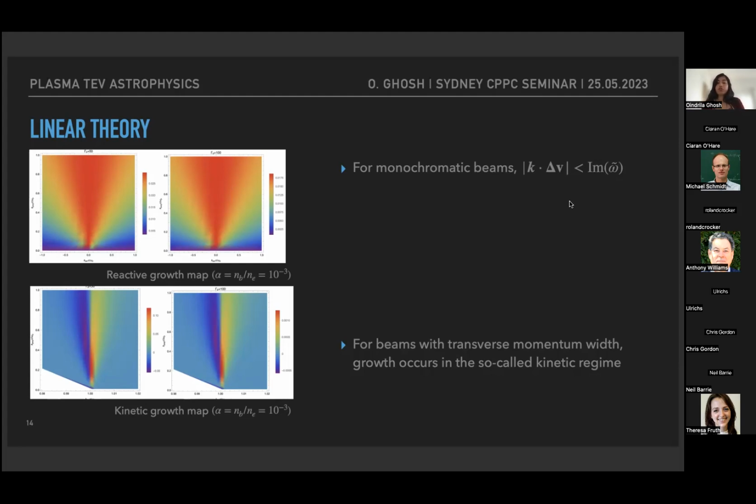For beams that do not follow this relation, meaning that not all beam particles are injected at the same energy, meaning they have a finite momentum spread at the time of injection, then the growth occurs in the kinetic regime. And this essentially shows us that in this case, the growth is confined to a much smaller part of the momentum space.